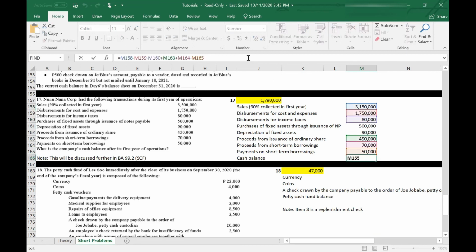And then there was a disbursement for costs and expenses. So disbursement, outflow, so we deduct. Disbursement for income taxes, again outflow of cash, so we deduct. How about purchases of fixed asset through the issuance of note payable?